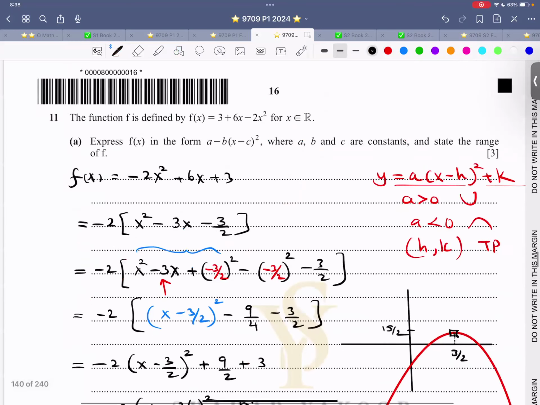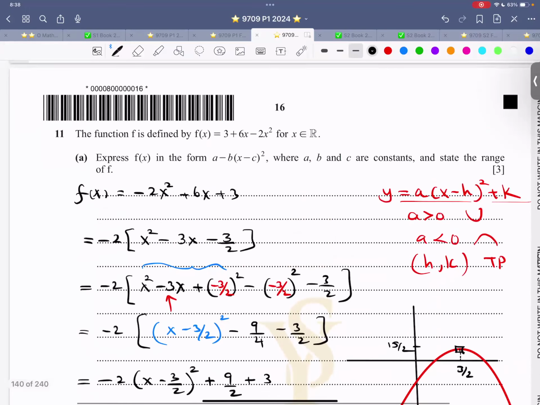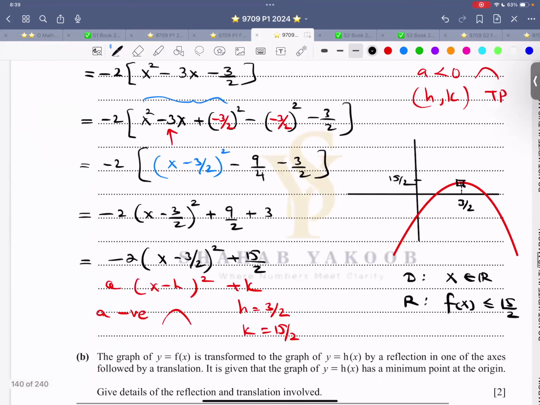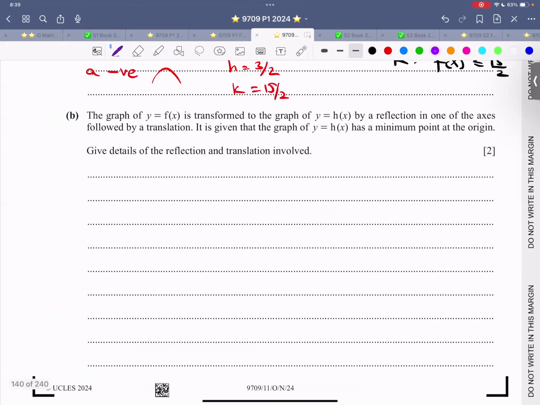Now it's asking that the domain is x is an element of real numbers, all real values. What is the range? The maximum value is 15 over 2. Therefore, f(x) is less than or equal to 15 over 2. That's the answer for this particular part. So now this is done. Hope this is clear to everyone. Now it says this is inclusive. So now this is in this form, state the range. Now this is an interesting part, a very small but interesting part for 2 marks.